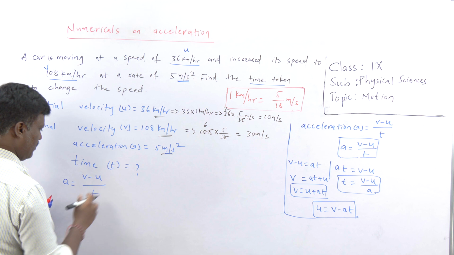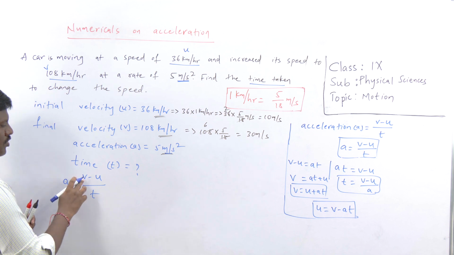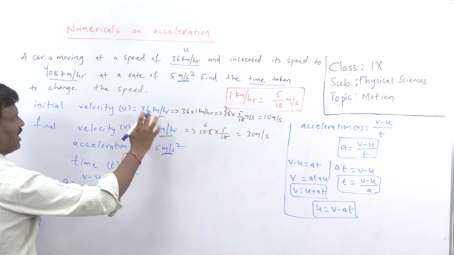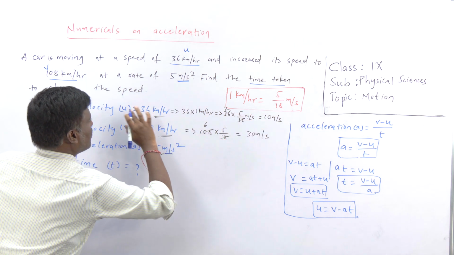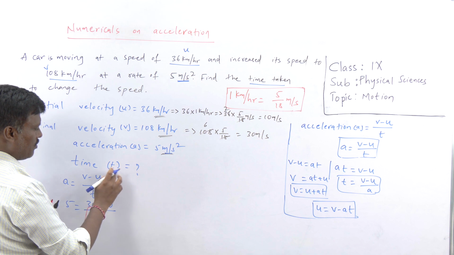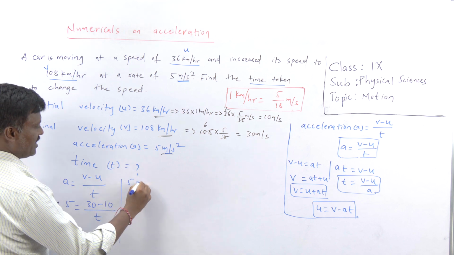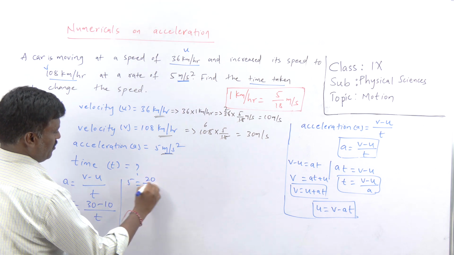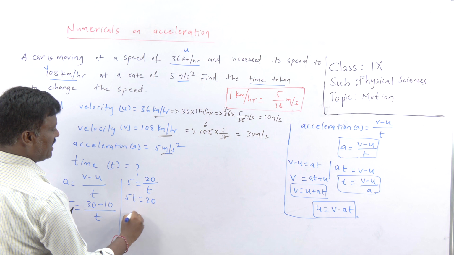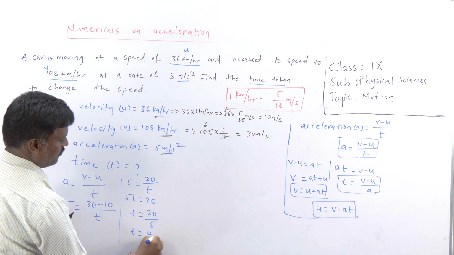What is the a value? 5. So substitute all the values. a value is 5, that is equal to the v value 30 minus the u value 10, by the t value. t is what should be calculated here. Then 5 is equal to 30 minus 10, 20 by t. If you transpose t from RHS to LHS, 5t is equal to 20, then t is equal to 20 by 5, 5 fours are 20, so 4 seconds.